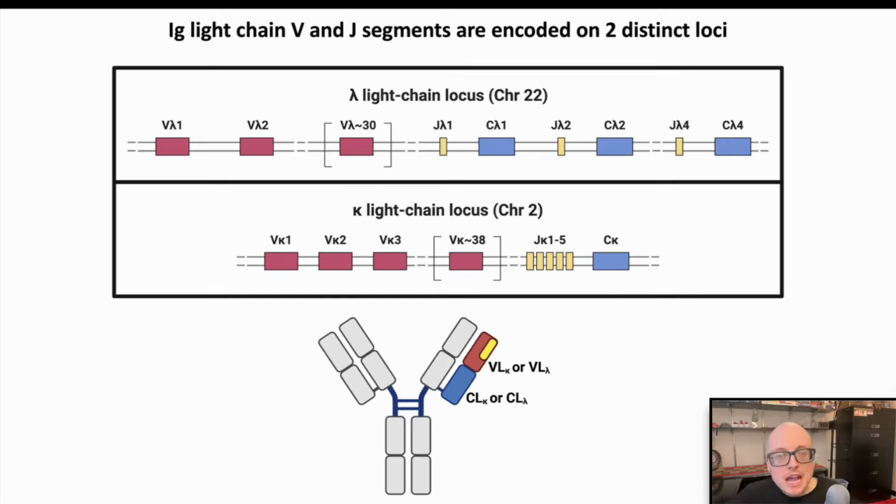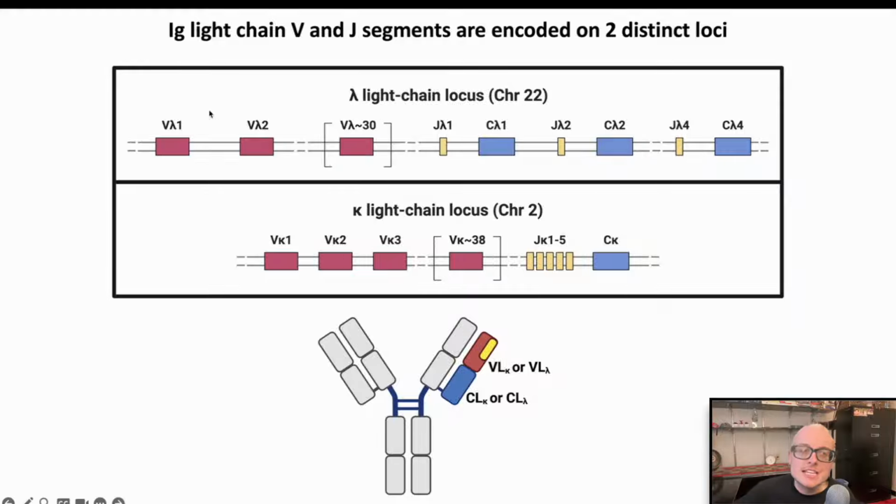Okay, so how many of these segments do we have? Well, it's different depending on the locus that we're in, but most humans in the lambda light chain locus have about 30 V segments, and they typically have around 4 J segments. And we can recombine essentially any of these V segments with any of these J segments. And so you can already start to think about all of the combinatorial possibilities. And in fact, the math here is pretty simple.